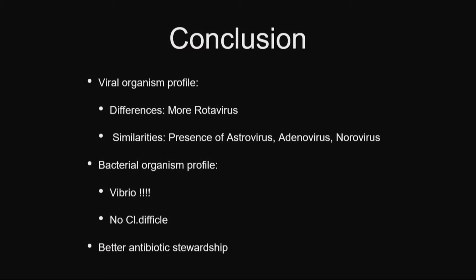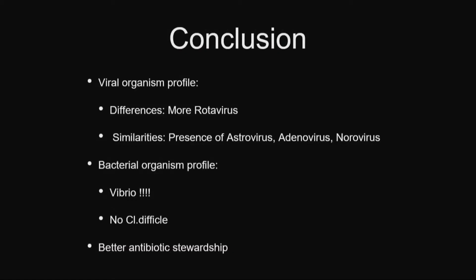So it's just a description of what we found, so we can actually come down to the conclusion. We find that the viral organism profile is actually more in our limited cohort. We actually find more rotavirus than has been reported in other transplant centers, because we did not find similar data coming out of Indian transplant centers, maybe because we are more endemic for rota. The similarities were the presence of astrovirus, adeno, and also noro. Noro I have not shown in the data, but we recently found one.